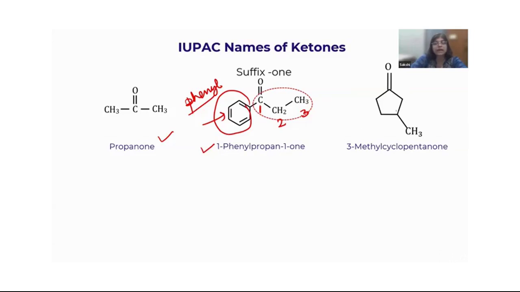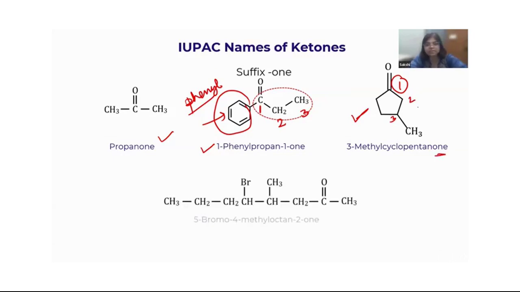Here it is 3-methylcyclopentanone. Obviously, the carbon which has the functional group should be given the first number. So 1, 2, 3, 3-methylcyclopentanone. "One" means ketone functional group. You all can practice this. From where should we start naming it? We start naming from here because this is where our functional group is. So I start naming from here, 1, 2, 3, 4, 5, 6, 7, 8. It becomes 5-bromo-4-methyloctan-2-one, because on the fourth carbon we have a methyl. So this is about the ketone functional groups.